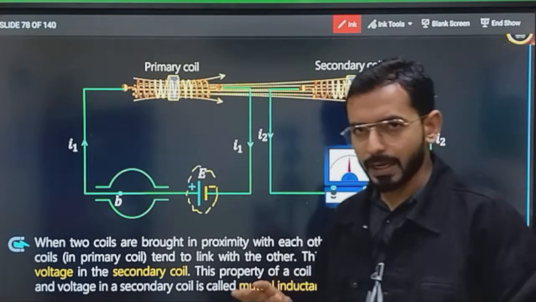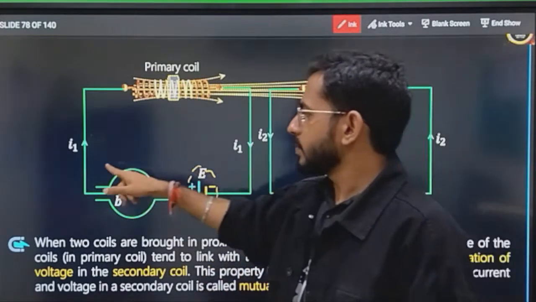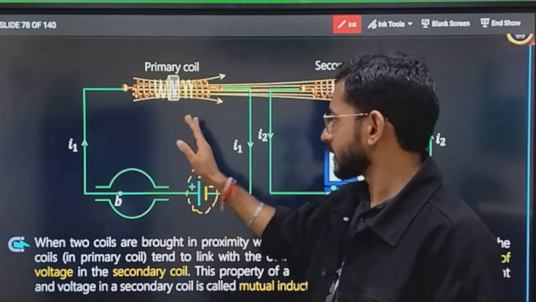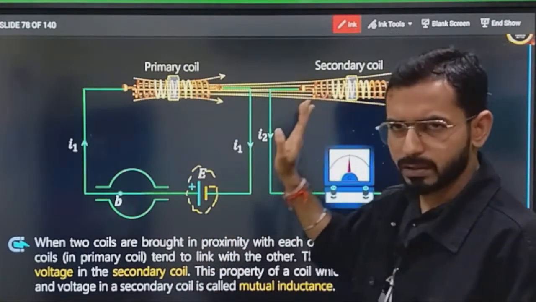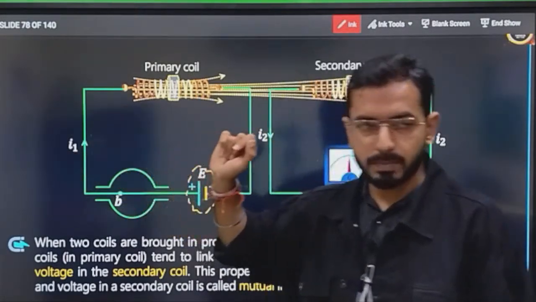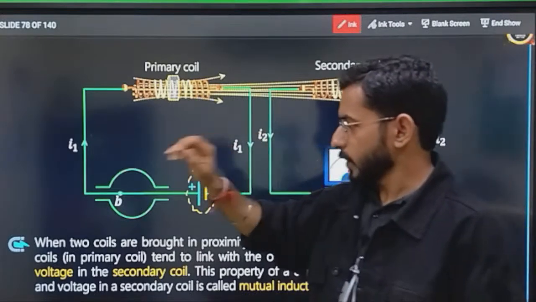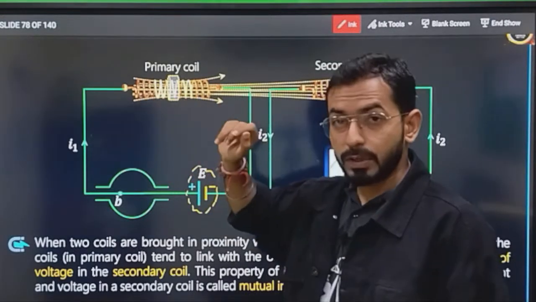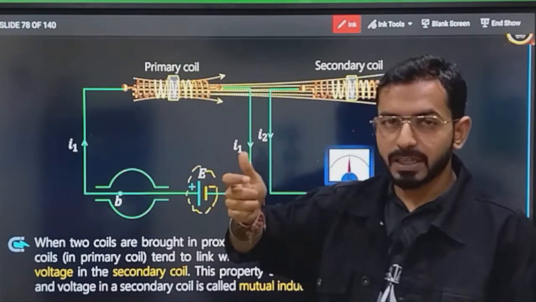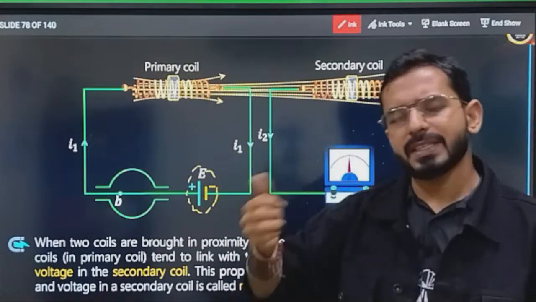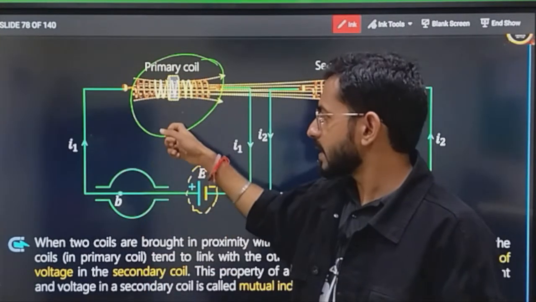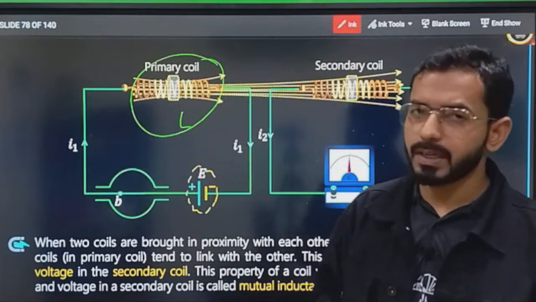What I am doing here, I will tell you. I am changing the current of the first circuit, the primary coil. In the second one, it is constant. There is no change here. Due to that change in current, the magnetic field will be changing, and if the magnetic field is changing, the flux is also changing. If flux is changing in circuit 1, that kind of concept is called self-inductance.